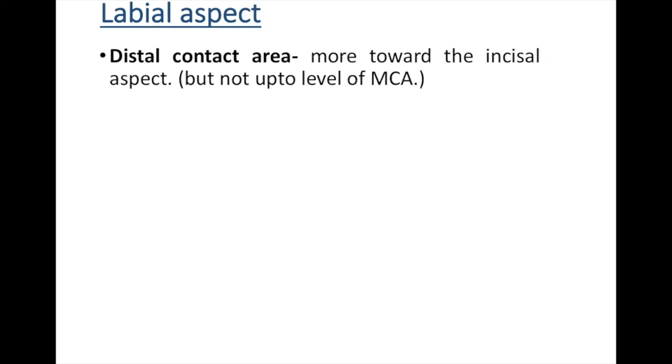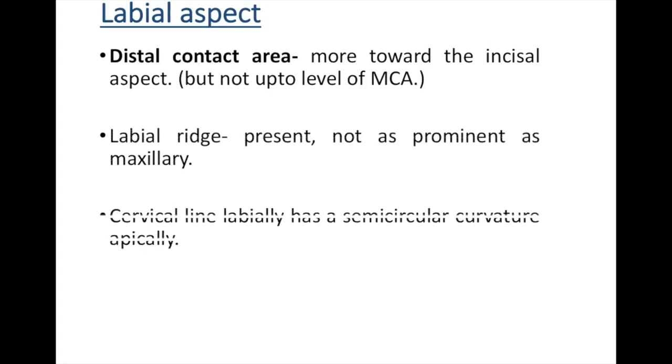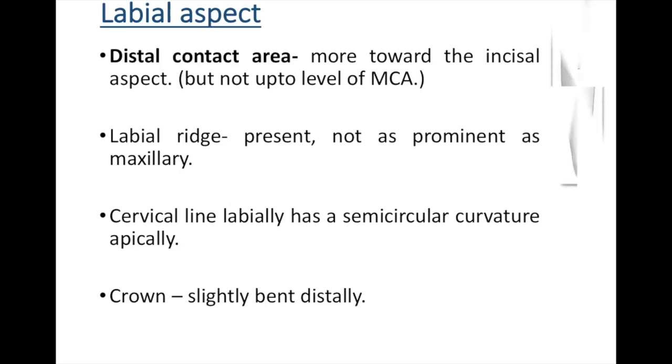Now distal contact area more towards incisal aspect but not up to level of mesial contact area. Labial ridge is present but it is not as prominent as maxillary canine. And cervical line labially has semicircular curvature apically. Crown slightly bent distally. So in this picture also you can see distal contact area toward the incisal but not up to level of mesial contact area, and your labial ridge is not as prominent. Cervical line, you can see the semicircular curvature.